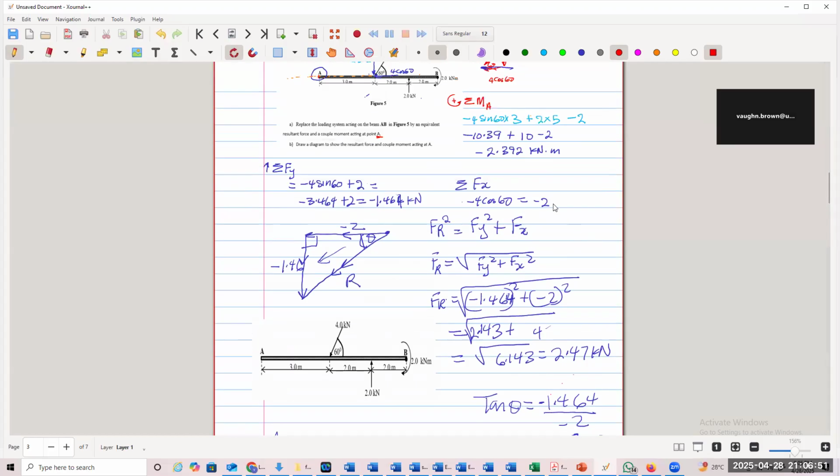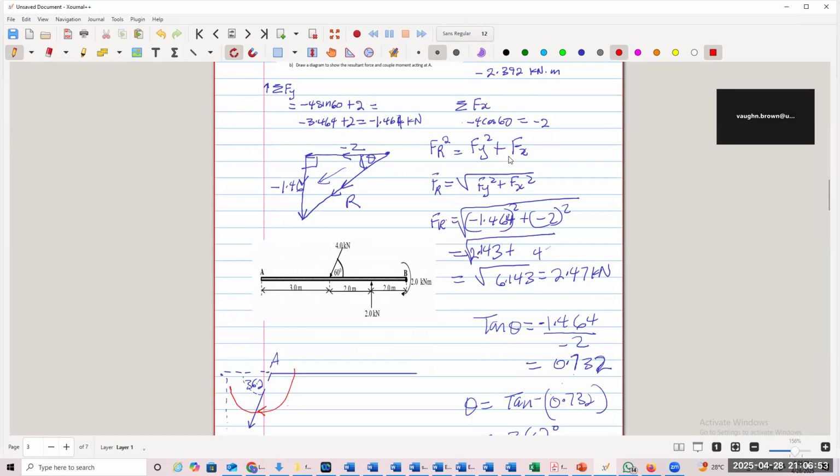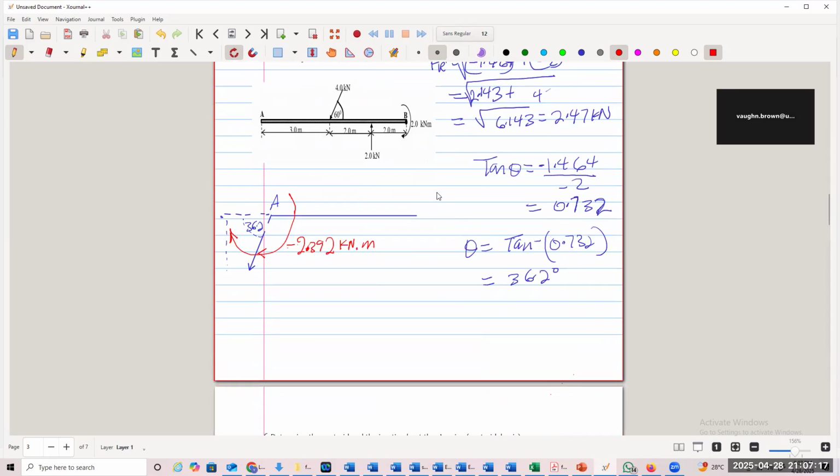Minus 2 point, what is this value here? See it here? Minus 2. So there's a coupling moment around A. You remember, you just need to show the coupling moment around A. So it's minus 2, in this case 2.39. Some questions ask more, but this question did ask it. So that is just showing you the coupling moment about A.